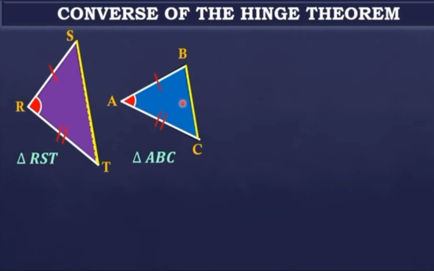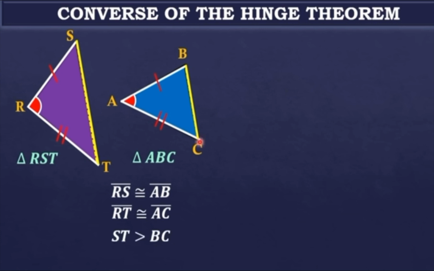Let's have the converse of the Hinge theorem. So, dito naman, ano po ba ang ibig sabihin ng converse? Ibig sabihin opposite. Okay? So, pag sinabi natin converse, ano po ba ang given dito sa ating figures? We have here segment RS is congruent to segment AB. And then we also have segment RT which is congruent to segment AC. And your segment ST which is greater than segment BC.